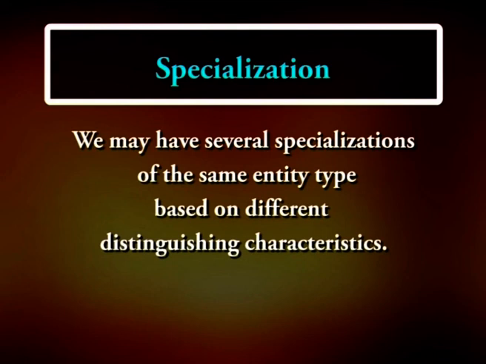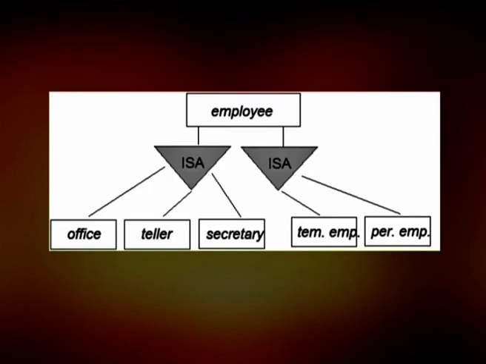We may have several specializations of the same entity type based on different distinguishing characteristics. For example, look at the figure: each particular employee would be permanent or temporary, and at the same time an officer, secretary or teller.